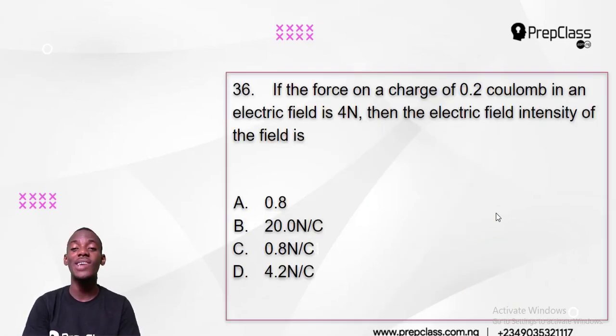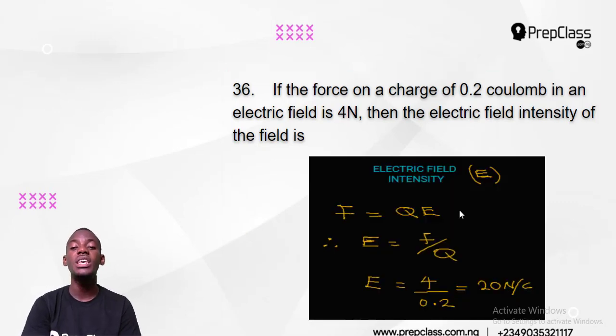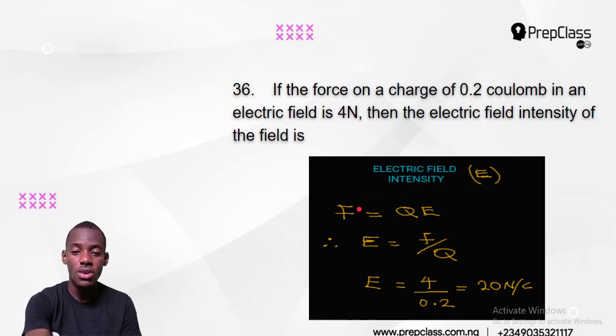If the force on a charge of 0.2 coulomb in an electric field is 4 Newton, then the electric field intensity of the field is what? Whenever you hear the word electric field intensity, you must remember the formula. There's only one formula around that: E equals force over charge. Although it came from force equals charge times intensity, it is also given as E equals force over charge. It is also called electric field strength.